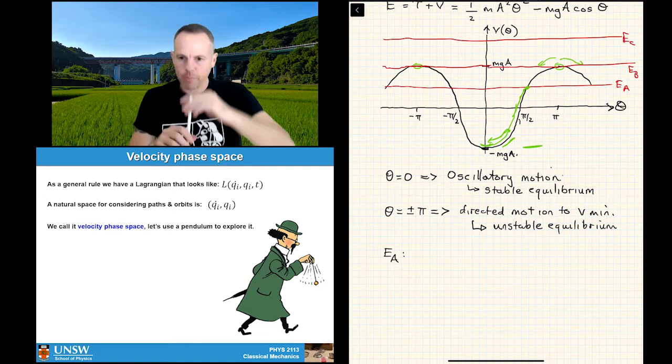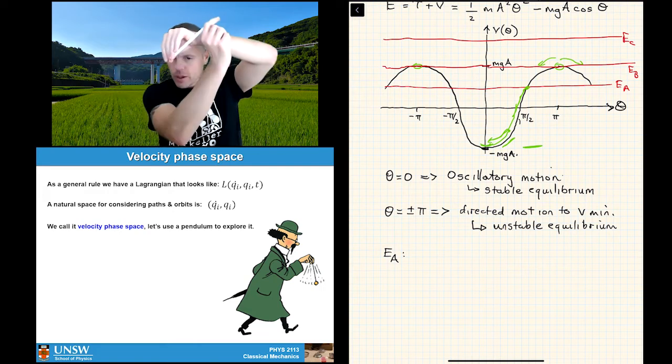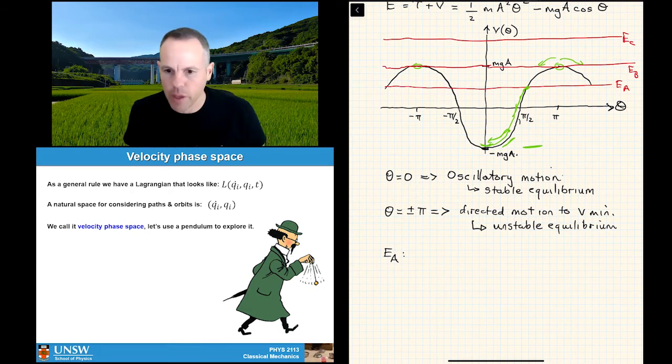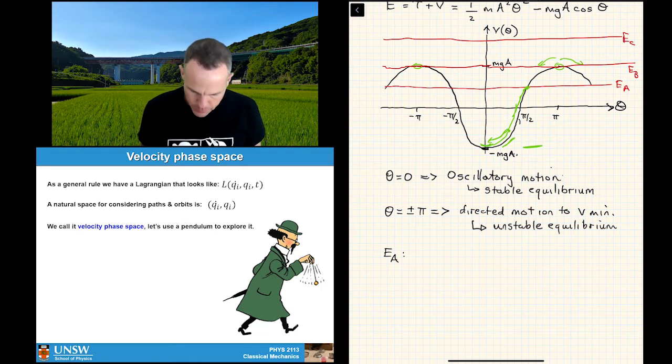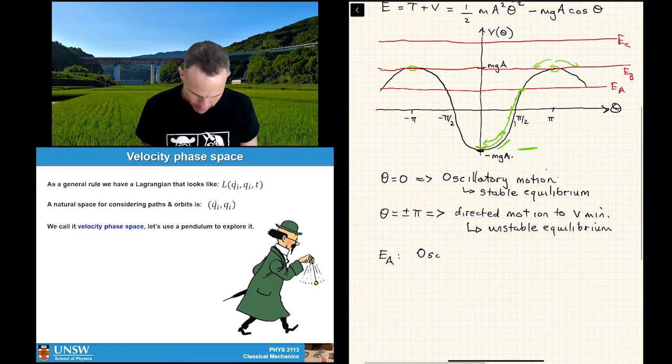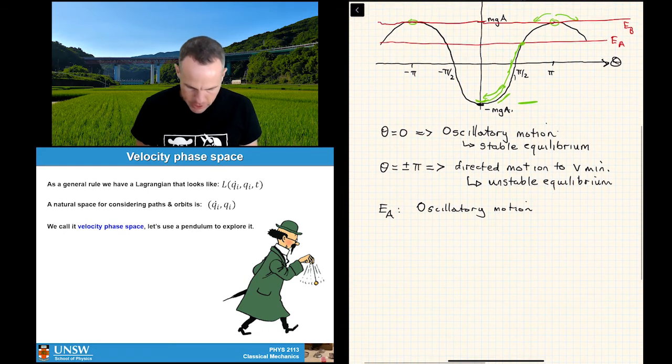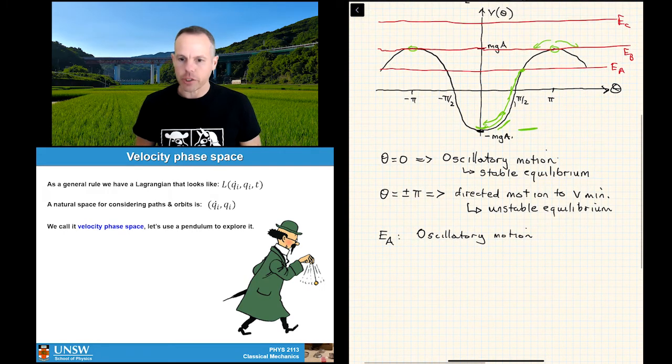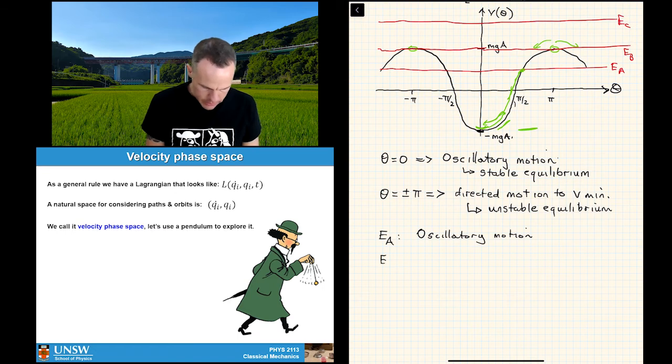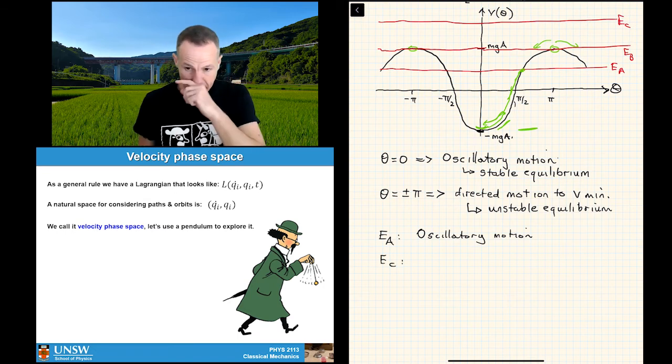If EA is right up where it is there, it's almost getting up to the pi position as it moves through that motion. Okay, so EA basically just corresponds to simple oscillatory motion. It's not very difficult. Let's deal with EC for a second.